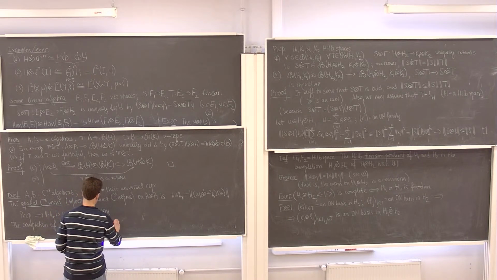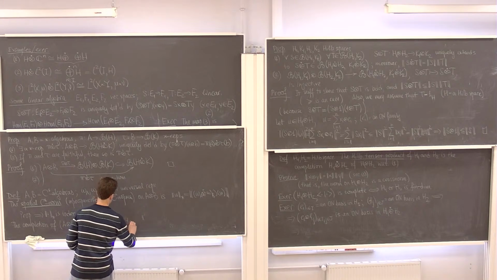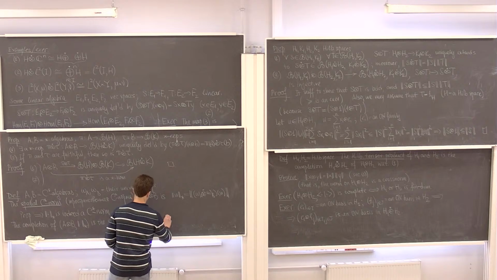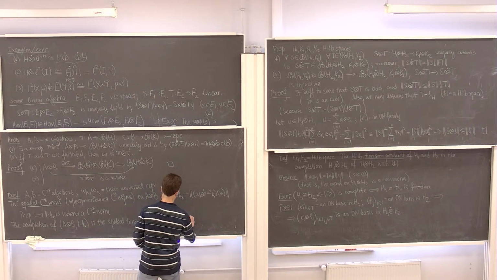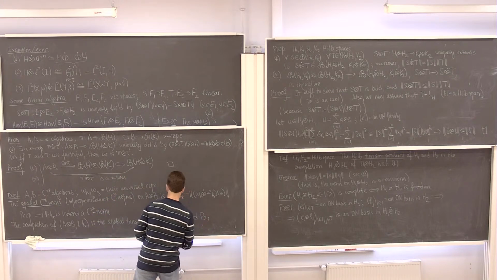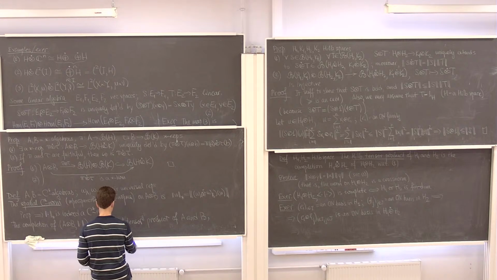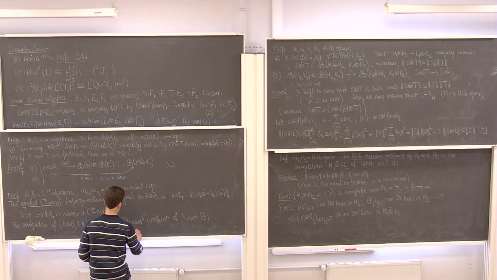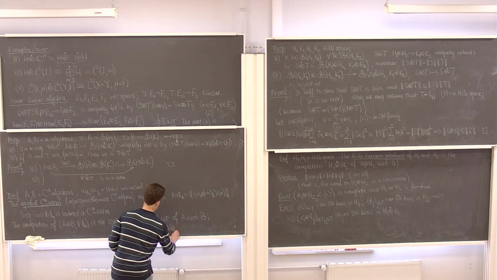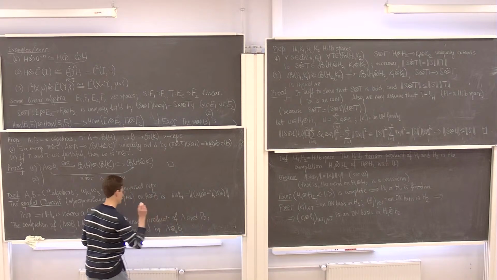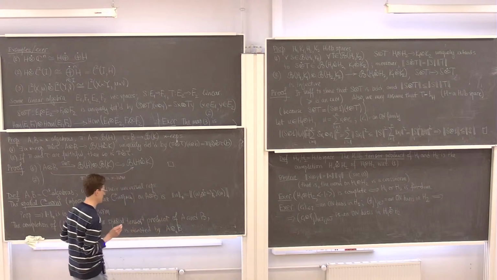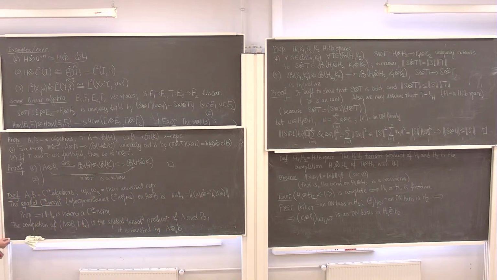The spatial tensor product of A and B is denoted by the following symbol. We just put the star as a subscript here. And this is our spatial C-star tensor product.